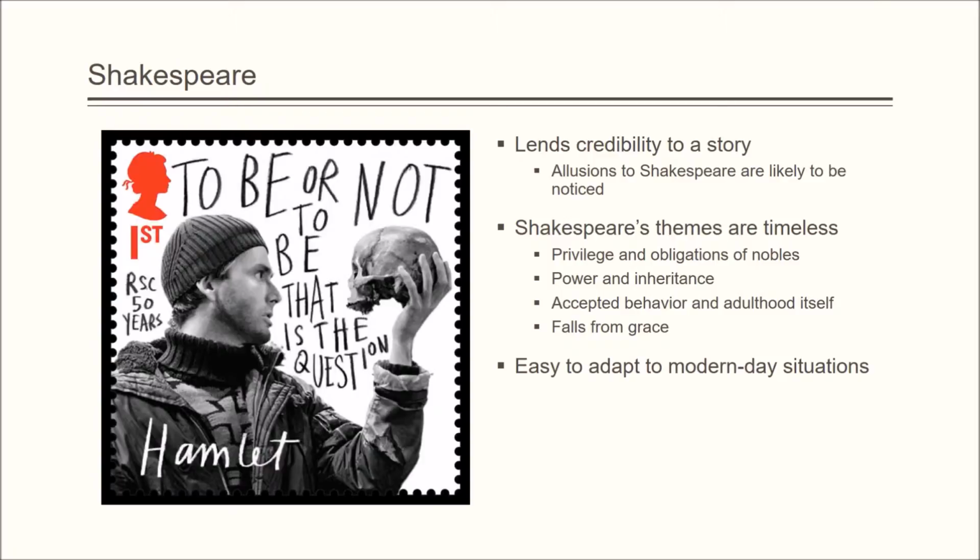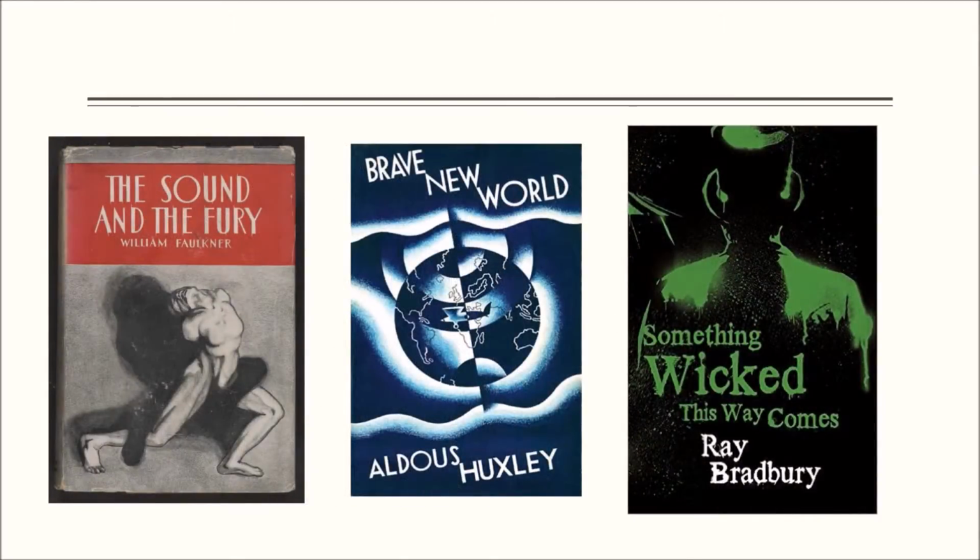Privilege and obligations of nobles, power and inheritance, accepted behavior, what adulthood means, falls from grace, forbidden love, tragedies. These are things that don't really change throughout human experience, and so you can apply them in all sorts of different settings. And you see Shakespearean influence all over the place. We could make an entire screencast just devoted to Shakespearean references, but a few of the most well-known novels of the last few centuries take their names directly from Shakespeare: The Sound and the Fury, Brave New World, Something Wicked This Way Comes, all of those direct quotes from Shakespeare.